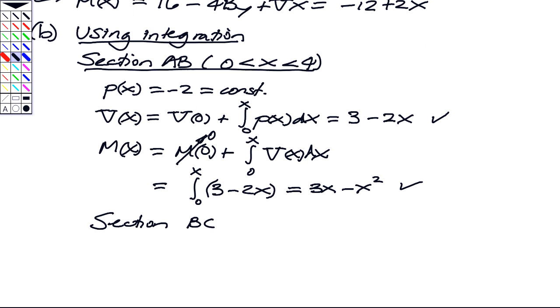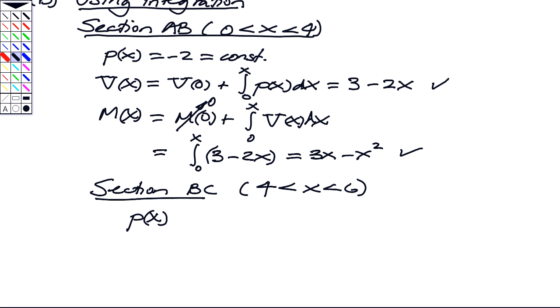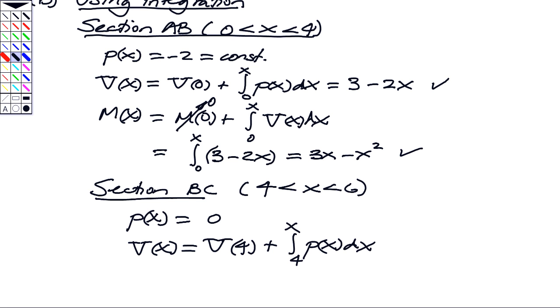If I now look at section BC, and that would be for x between 4 and 6. Here, the distributed load P is a 0, so V of x is going to be V at 4 plus the integration from 4 up to x of P of x dx. Well, one thing that I needed to know is what is V actually at 4 plus. It's just to the right of that concentrated load there of By.